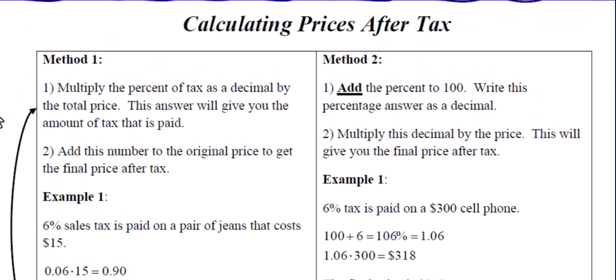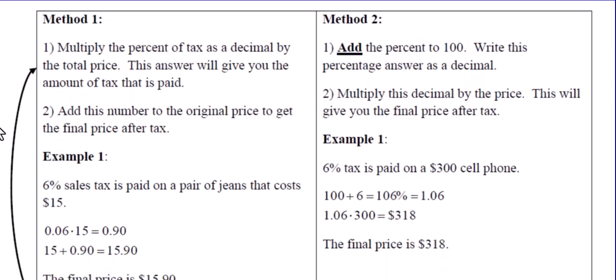Now, the second method is the one that I like to use. It is a little bit shorter. Even though it shows 2 steps, it can really be done with only showing one single step, and we'll talk about that. What I do is I add the percent to 100. So whatever the percent of the tax is, I add it to 100, and then I write that percentage answer as a decimal. So in Pennsylvania, 106% would be 1.06.